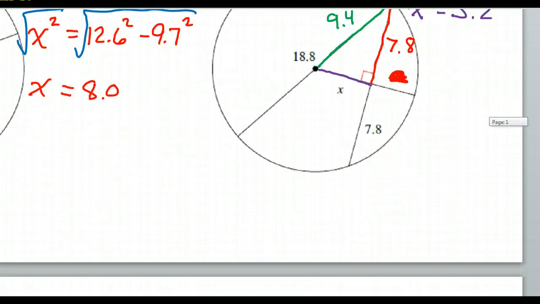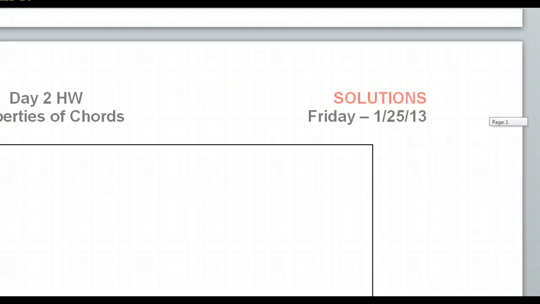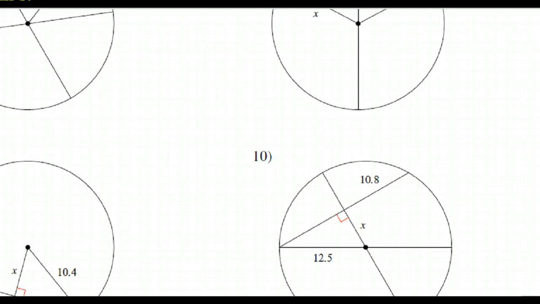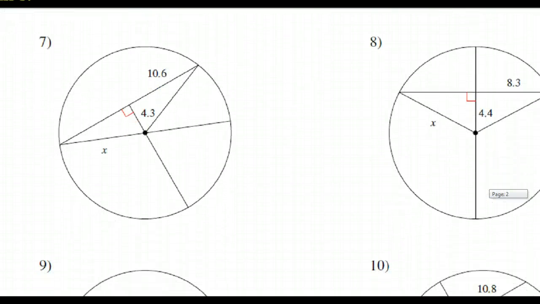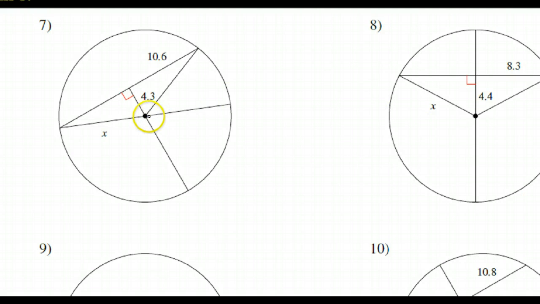All right, number 7. It's looking like another Pythagorean theorem. Perpendicular bisector once again. Because this side over here is 10.6, that means this side right here is 10.6. Of course, right here, we're given that that is 4.3. And then we're supposed to find x.